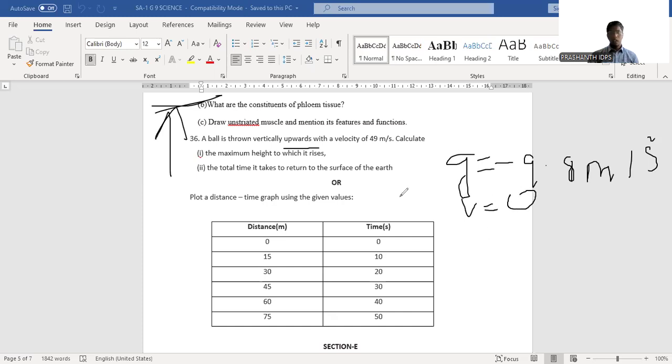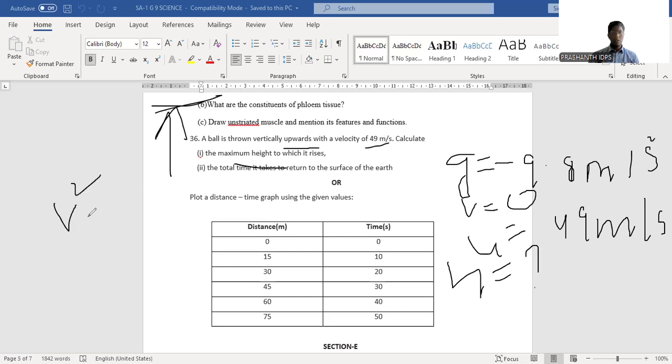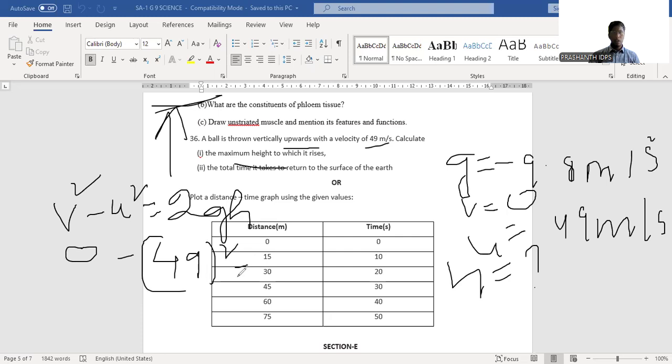That we know. The initial velocity u value is given. So u is equals to how much? 49 meter per second, and he's asking for the maximum height, h equals question mark. Same previous formula. What will be the formula? v square minus u square is equals to 2gh. Then v value 0 minus 49 whole square is equals to 2 into minus 9.8 into h, the value you need to find out.